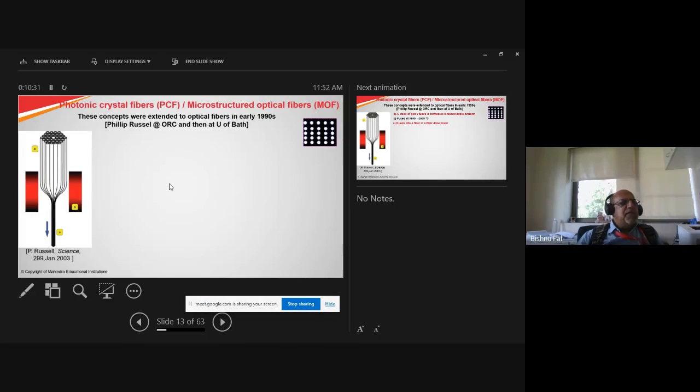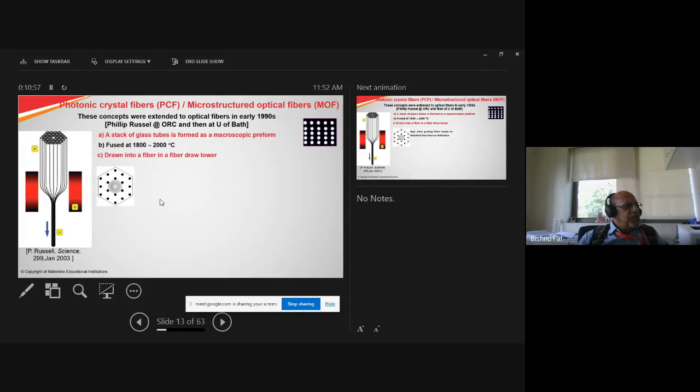Philip Russell himself called this a photonic crystal fiber. I prefer to call this a microstructured optical fiber. So a stack of glass is formed as a macroscopic preform. It is fused at about 1800 to 2000 degrees centigrade, because these are usually fused silica, which requires a higher temperature to soften, and then they are drawn into a fiber in a fiber draw tower.